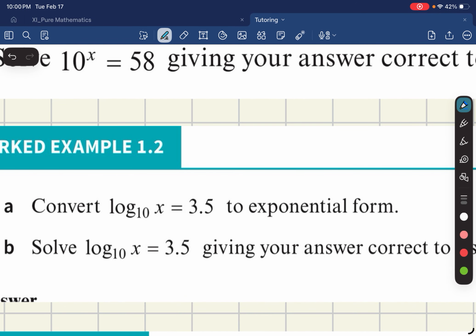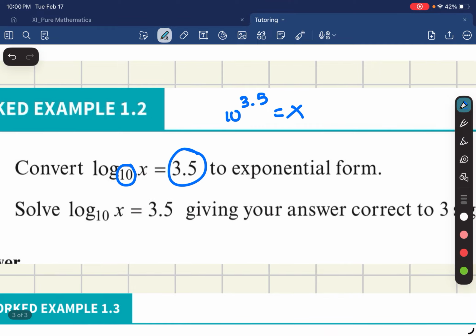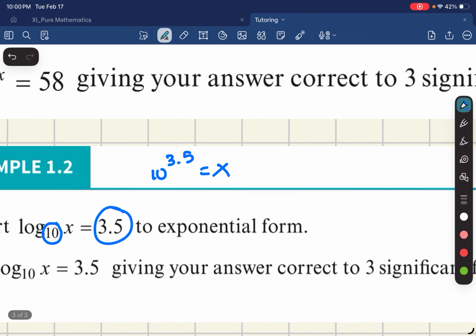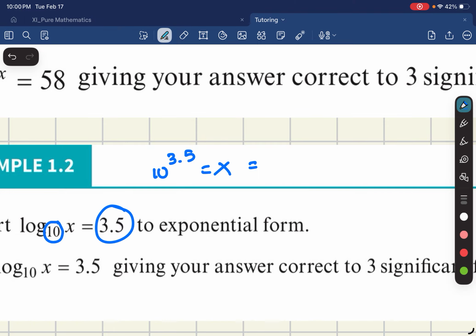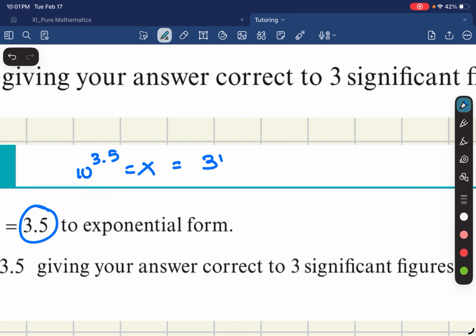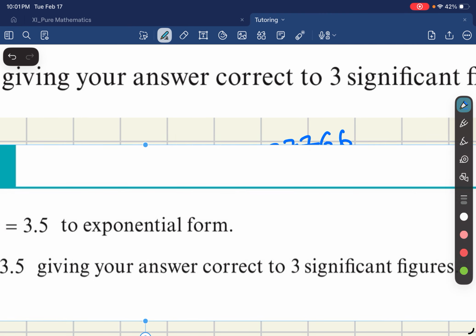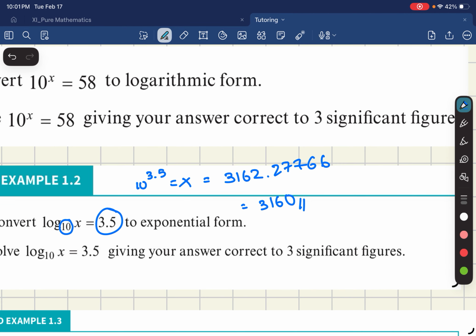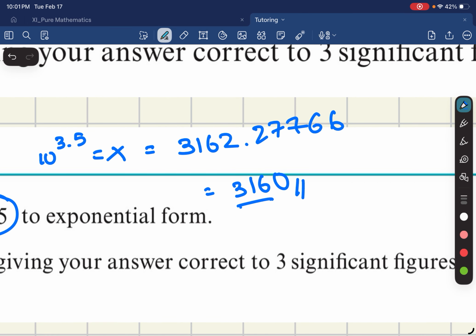Convert this to exponential form. So you want to take your base, raise it to this power, and that is going to be x. And that is your exponential form. And if it says solve to 3 significant figures, then you just want to punch this in your calculator again. 3.5 gives me 3162.27766. But then I want it to 3 significant figures. So that's 3160. And we'll just stop there, because this 0 is insignificant. It's not counted as a significant figure. Your 316, that is significant.